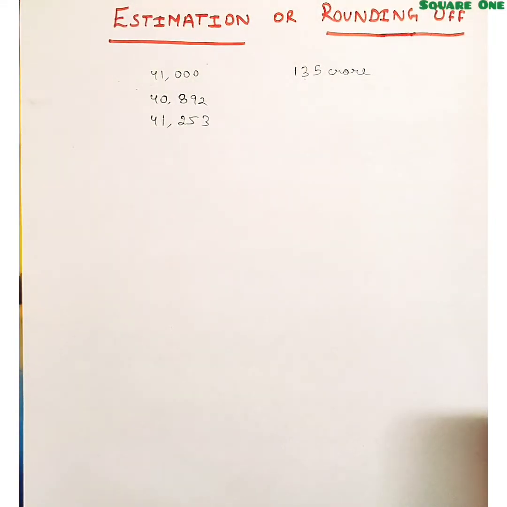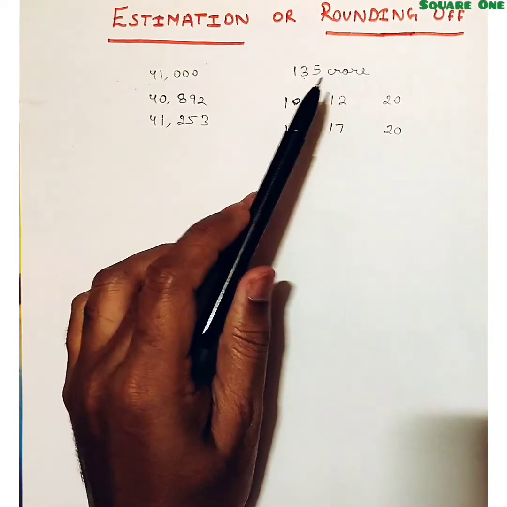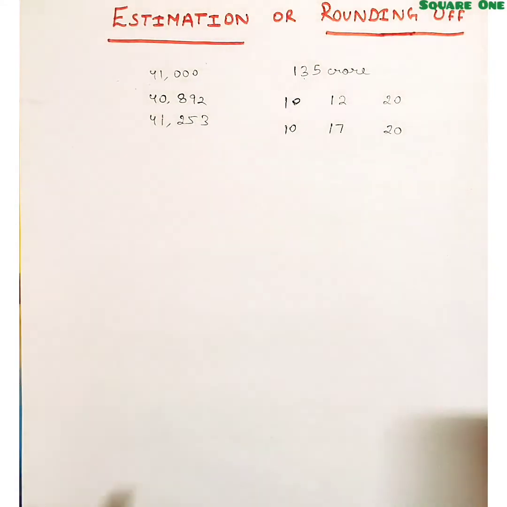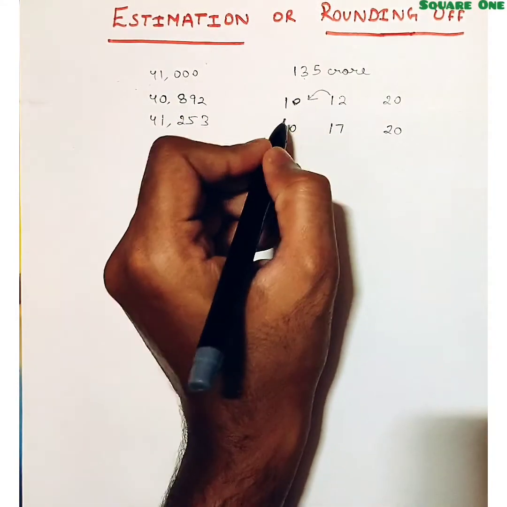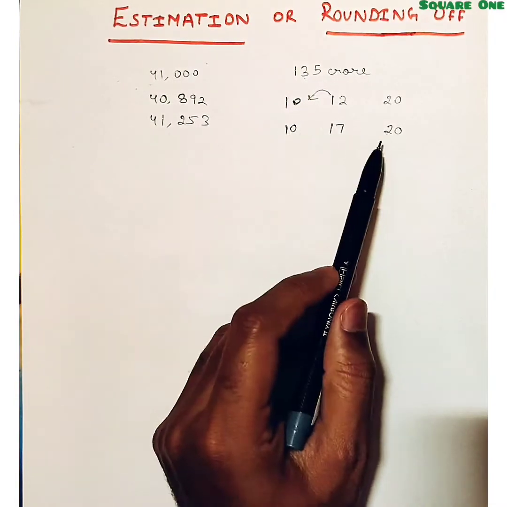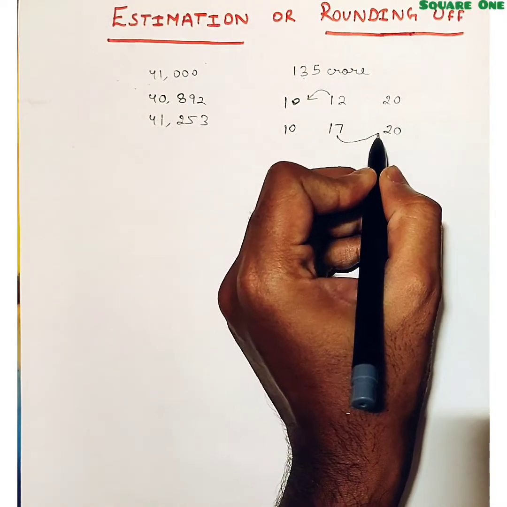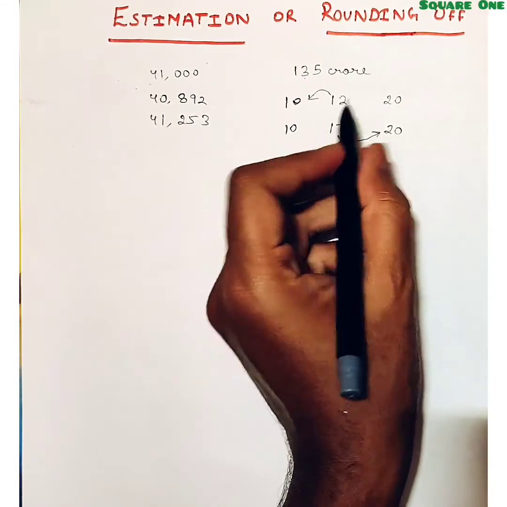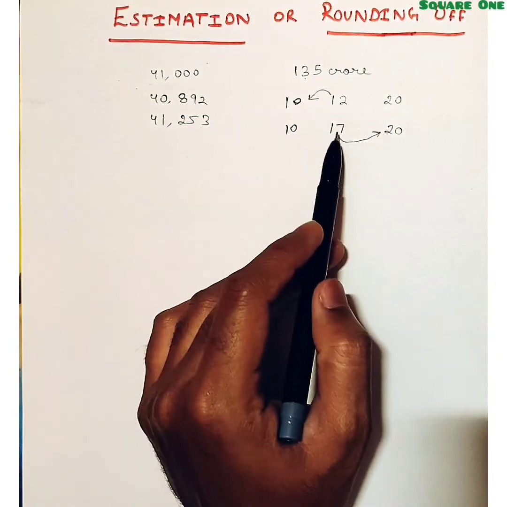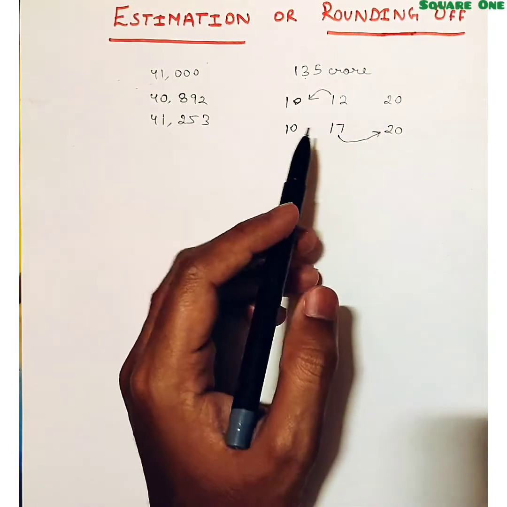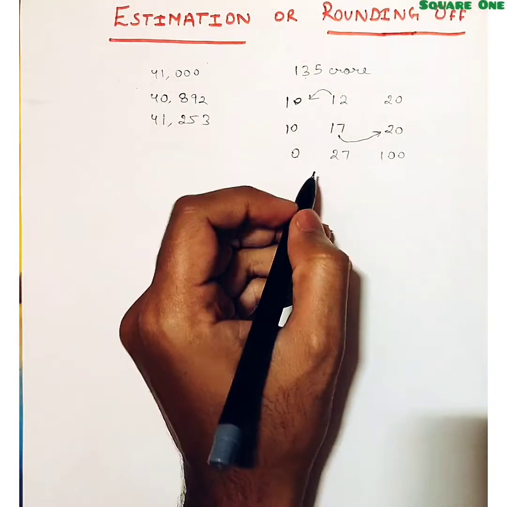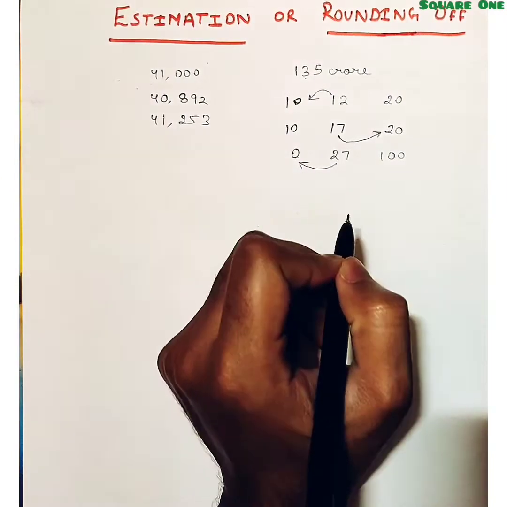Suppose I take up three numbers 10, 12 and 20. If I ask you whether 12 is near to 10 or 20, you will say that 12 is nearer to 10. In a similar way, if I ask you whether 17 is nearer to 10 or 20, you will say that 17 is closer to 20 because only three numbers after 17 will add up to 20, but here the difference is 7. So 17 is nearer to 20. In a similar way, if I ask you whether 27 is closer to 0 or 100, you will obviously say that 27 is closer to 0.